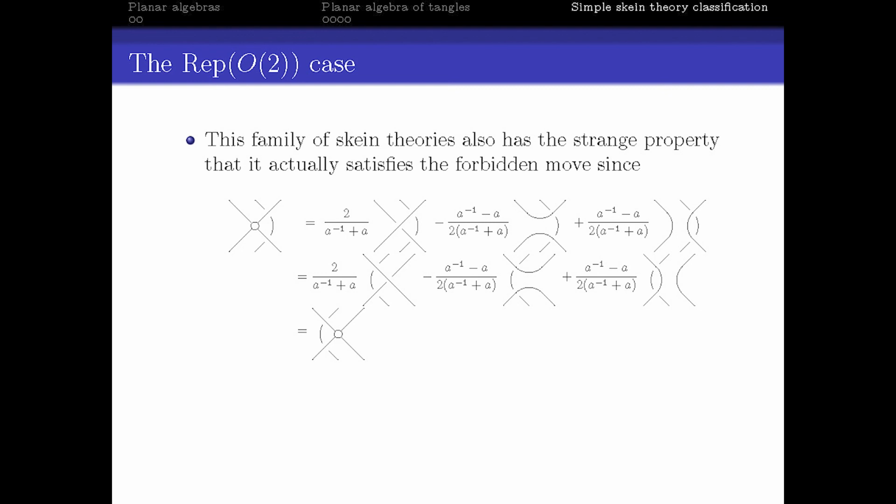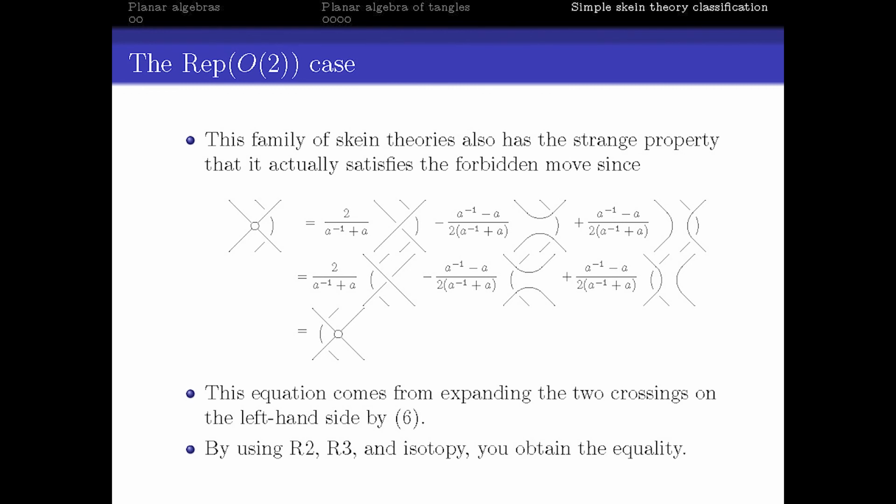Interestingly though, this family of skein theories actually does satisfy the forbidden move. And so I just used the previous crossing relation to get rid of the virtual crossing. And when I do this in both situations, I get the following two formulas. And you can see that the second and third formula are really equal to each other if you use Reidemeister 2s and Reidemeister 3s. And so we can see in this case that the forbidden move is actually satisfied.